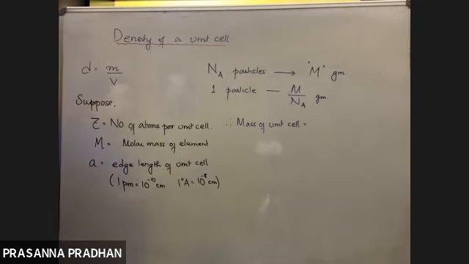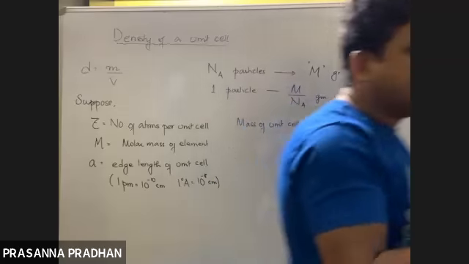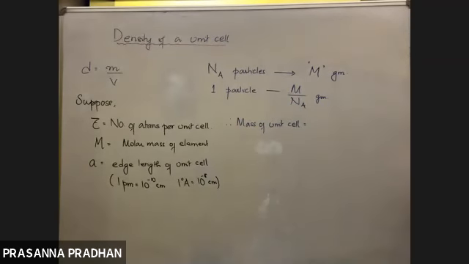I found the mass of one particle, it is M by N. How many such particles are there in the unit cell? How many did we assume? We have assumed how many such particles are there?